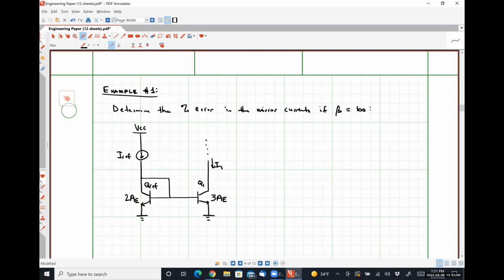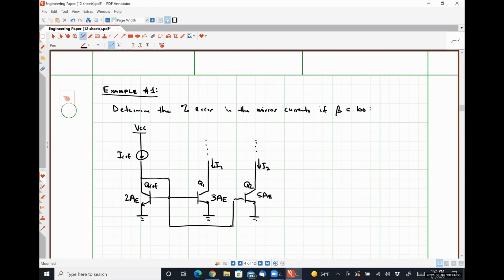And then we're also going to have a second set of copy transistors having an area of 5 AE. We'll call this guy Q2, and this guy carries a current of I2. And here is our connection. So this is our circuit that we're looking at. All right.